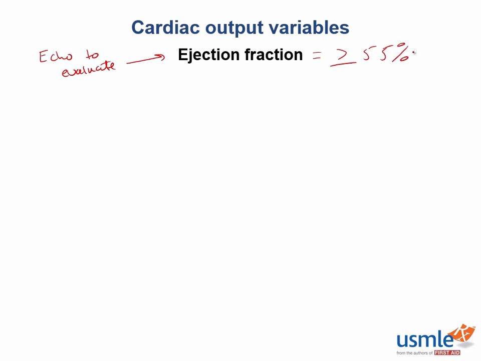And the amount the ventricle ejects is called the stroke volume, and this can be calculated as follows, where the stroke volume equals the end diastolic volume minus the end systolic volume. And if we take this difference and divide it by how much we started with, which would be the end diastolic volume, we get a ratio. And this ratio is our ejection fraction.